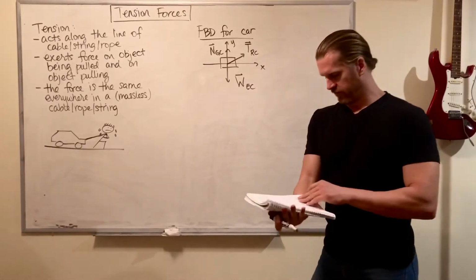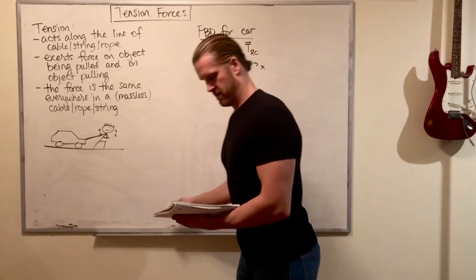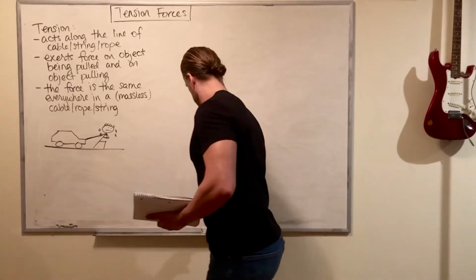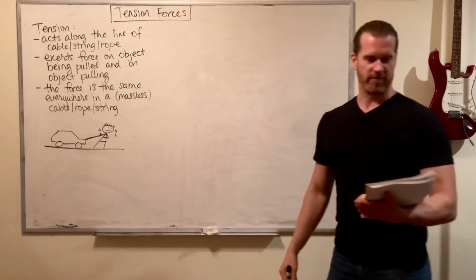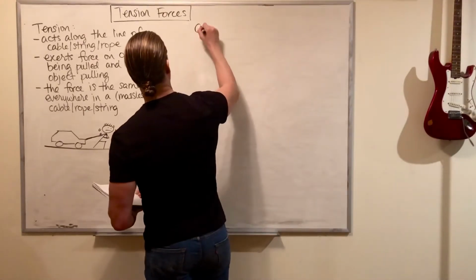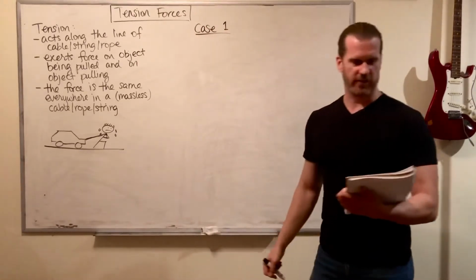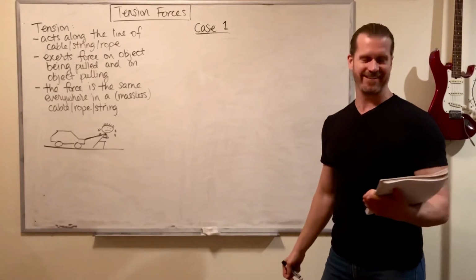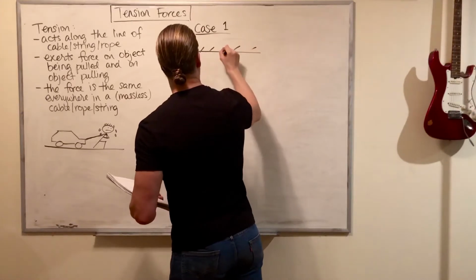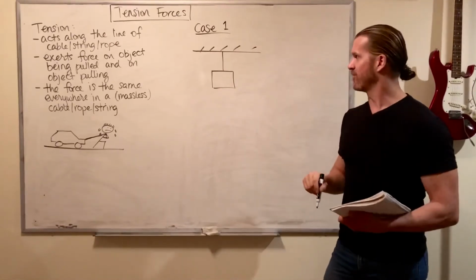Okay, let's do a series of 4 examples from your textbook. Your textbook calls them case 1, case 2, case 3, and case 4. So case 1 is vertical tension forces on a static object. And the setup looks like this. You're essentially hanging a block from the ceiling via a rope.